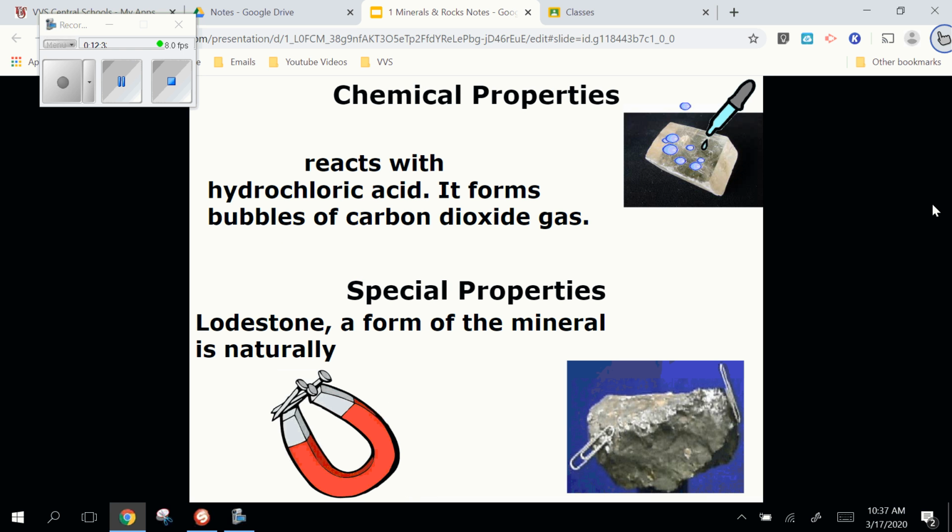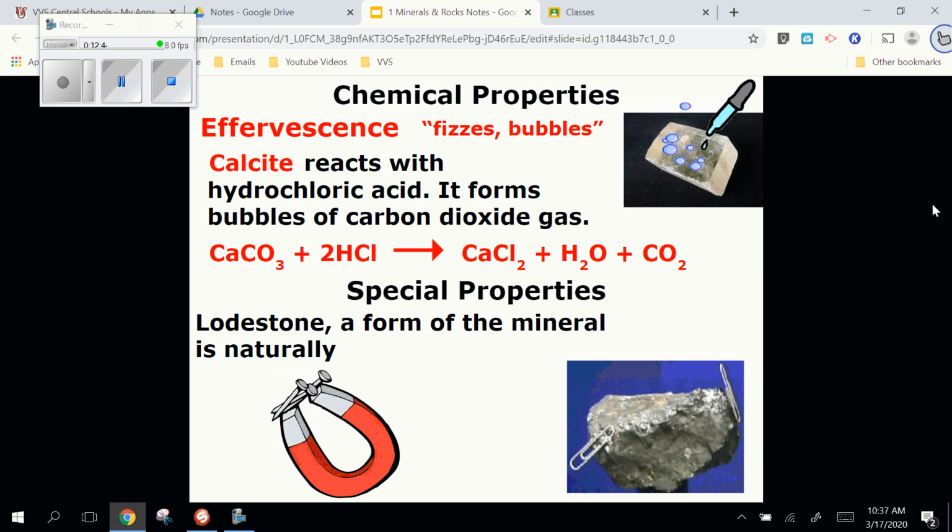All right, one chemical property that we're going to talk about is effervescence or fizzing or bubbling. All right. Calcite, the mineral calcite, calcium carbonate, reacts with hydrochloric acid. We have the formula below here, calcium carbonate plus 2 hydrochloric acids yields calcium chloride plus water plus carbon dioxide. You don't need to know the formula. What you need to know is when you see the bubbling, that's the calcite turning into calcium chloride and water, and then it's giving off the carbon dioxide gas, and that's what's bubbling. All right. So calcite bubbles in acid.